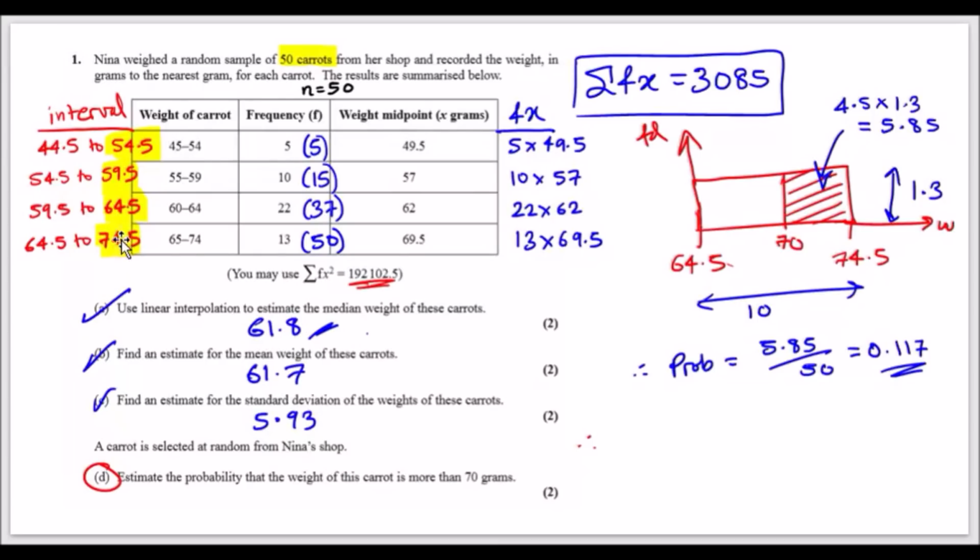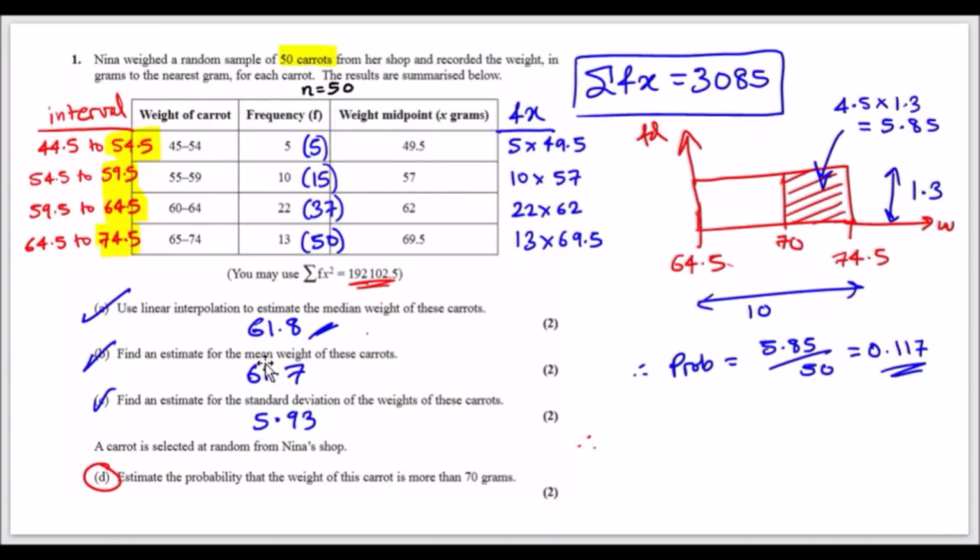Now to work out the height, we know that the total area between here is 13, because frequency is the area. We can just say 13 divided by the width, which is 10, will give us the height, 1.3. And that's it. Now you just use the height to find the area of the shaded part. So between 70 and 74.5, that's a width of 4.5, height 1.3, multiply them and you get 5.85.